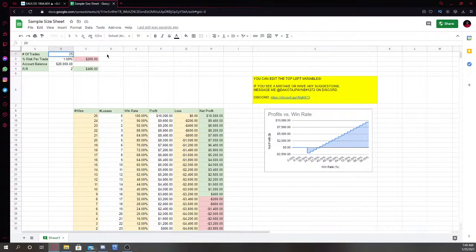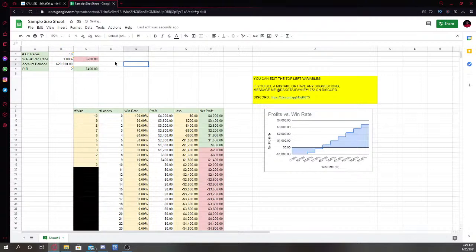Actually, let's make this simple. Let's go down to 10. Say you have a sample size of 10 trades. A lot of people take 10 trades in a week, so let's say within a week you're limiting yourself to 10 trades. On each of those 10 trades, you're gonna risk 1%. Every single trade you place, the next 10 trades you place, you're gonna be risking 1% on each trade.